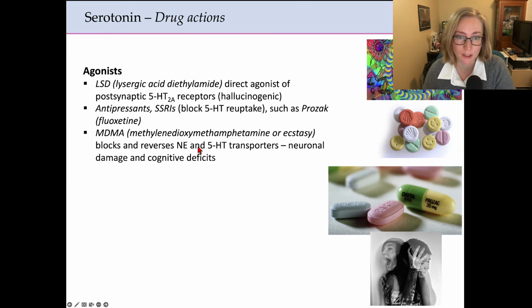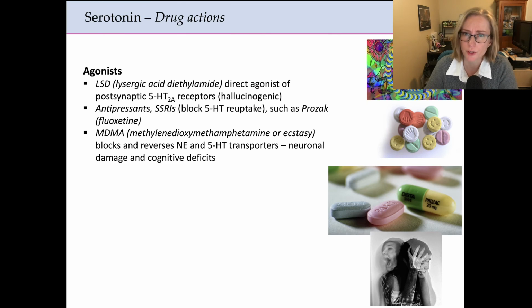It blocks and reverses serotonin and norepinephrine transporters, right? The thing that would help you recycle it, they block it, enabling norepinephrine and serotonin to continue hanging out in the synapse. Too much of this, though, can result in neuronal damage and cognitive deficits. So no antagonists to know for serotonin, only these three different agonists.